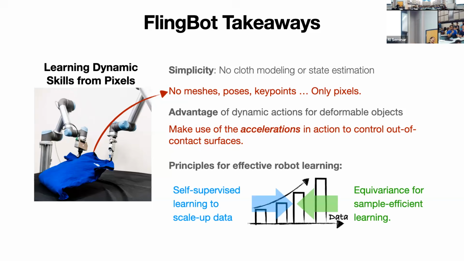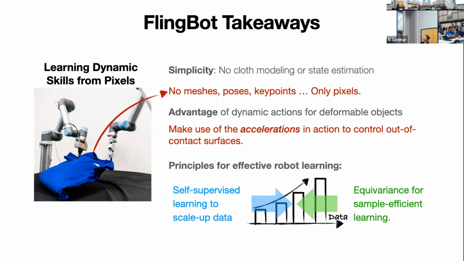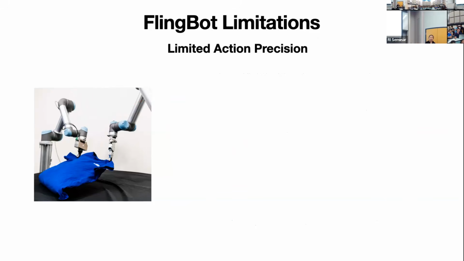Okay, and also in this work, we use this as an example to highlight some principles, general knowledge, or useful lessons we can apply when applying machine learning algorithms to a physical robot system. But of course, those ideas will not be able to solve all the possible tasks in manipulation. And here I want to highlight some of the limitations of FlingBot.